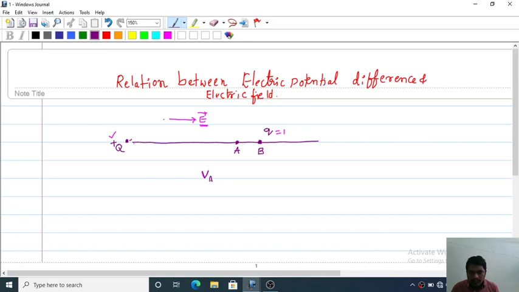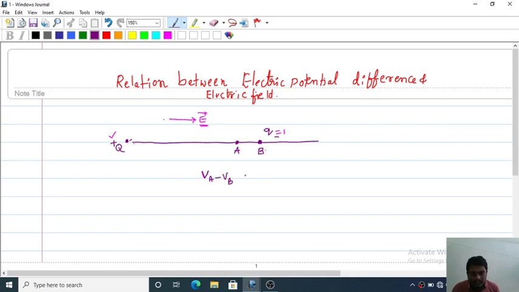So VA minus VB. By the definition of electric potential difference, the potential difference between 2 points is equal to the work done in moving a unit charge from one point to another within the electric field. Therefore, I want to move a unit positive charge from point B to point A. Whatever work is done by me gives us the potential difference between those points.